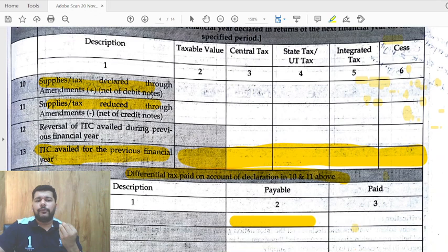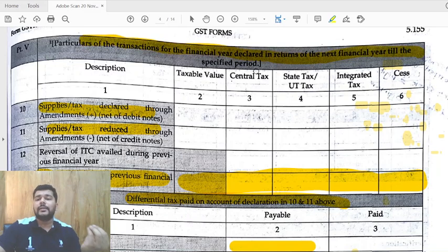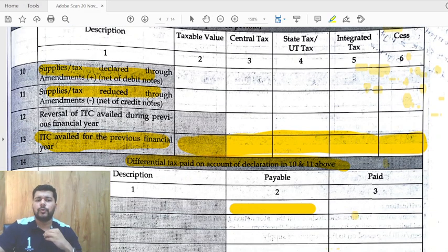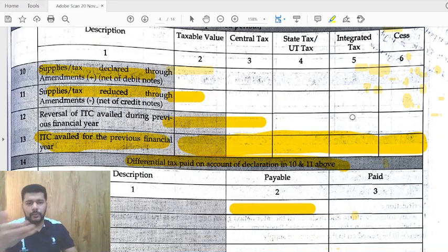And the table number 5, I mean the part 5, which talks about particulars of transactions for financial year declared in the returns of next year. मतलब अभी अप्रैल 24 से लेके 30th नवंबर तक जो transactions आपने declare किए हैं, that is additions in supplies, reduction in supplies, reversal of input tax credit which is pertaining to FY 23-24 or availment of input tax credit as we discussed some time back of FY 23-24 for during the period April 24 to November 24.